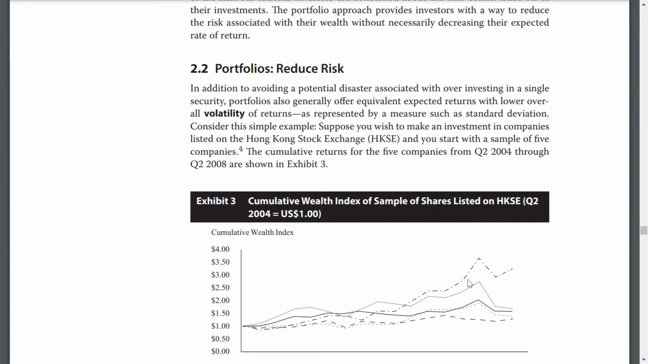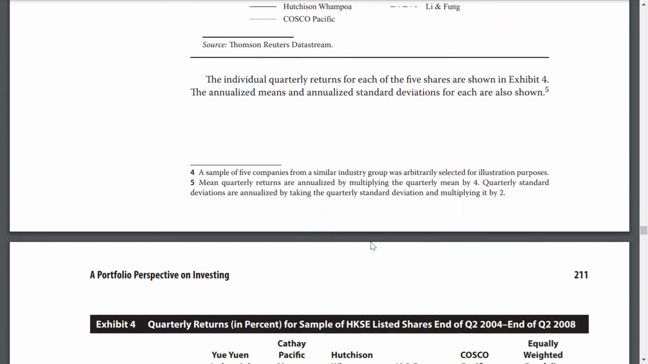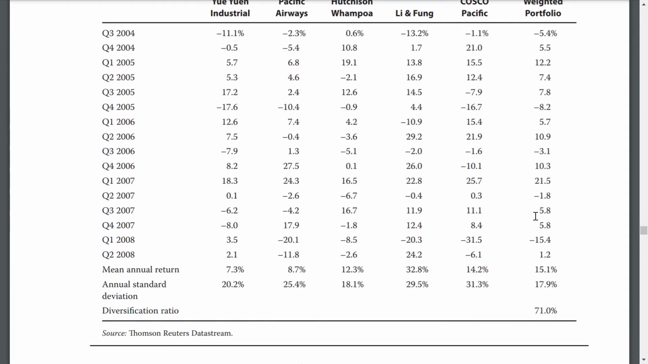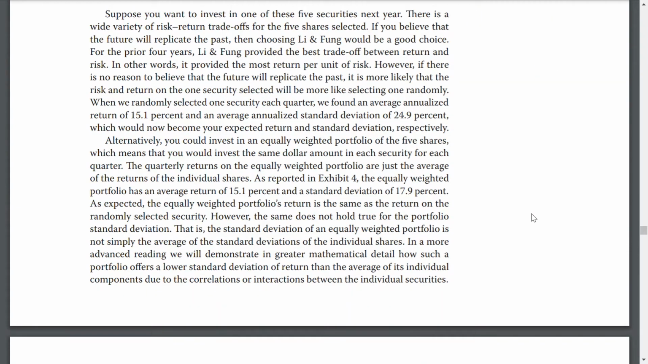Suppose you wish to make an investment in companies listed on the Hong Kong Stock Exchange, and you start with a sample of 5 companies. The cumulative returns of the 5 companies from Q2 2004 through Q2 2008 are shown in Exhibit 3. The individual quarterly returns for each of the 5 shares are shown in Exhibit 4. The annualized mean and annualized standard deviation for each are also shown. Suppose you want to invest in one of these 5 securities next year. There is a wide variety of risk-return trade-offs for the 5 shares selected.